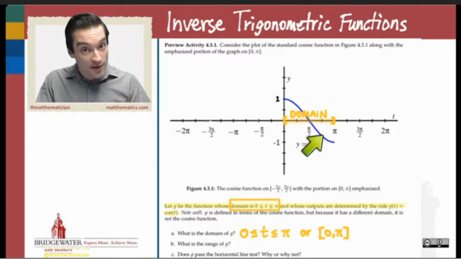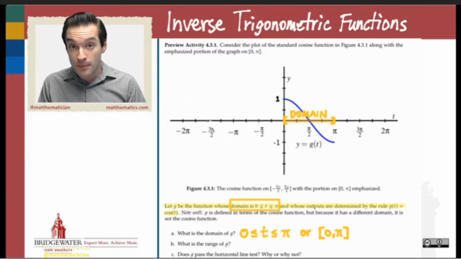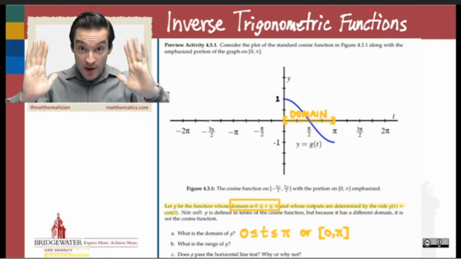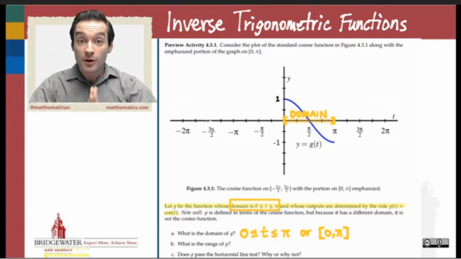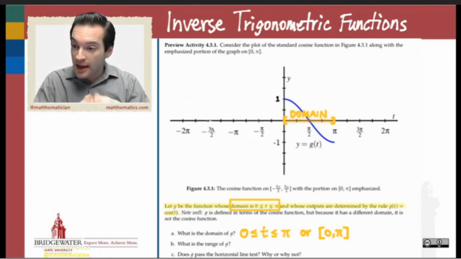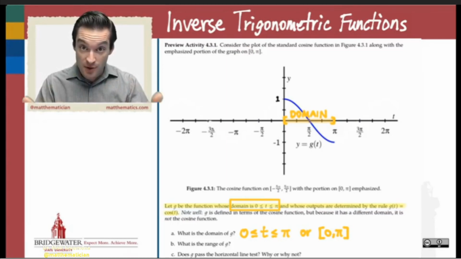We'll see why that's important in just a second. What's the range of this function? That's what we get if we take the graph and squish it onto the vertical axis, the y-axis, and ask how much of the y-axis is covered. How many different values can y equals g of t, where g is the cosine function on 0 to pi, how many different real number outputs can we get?